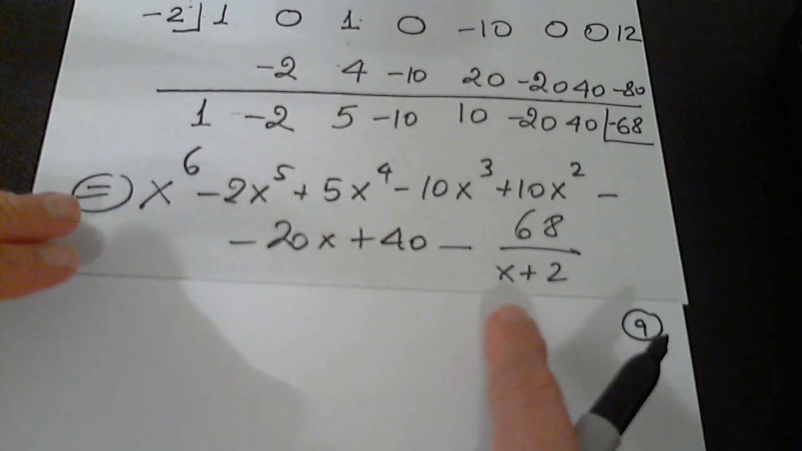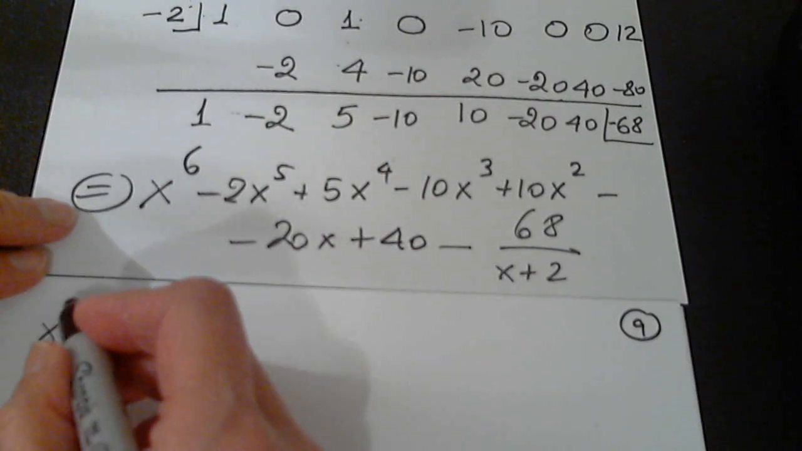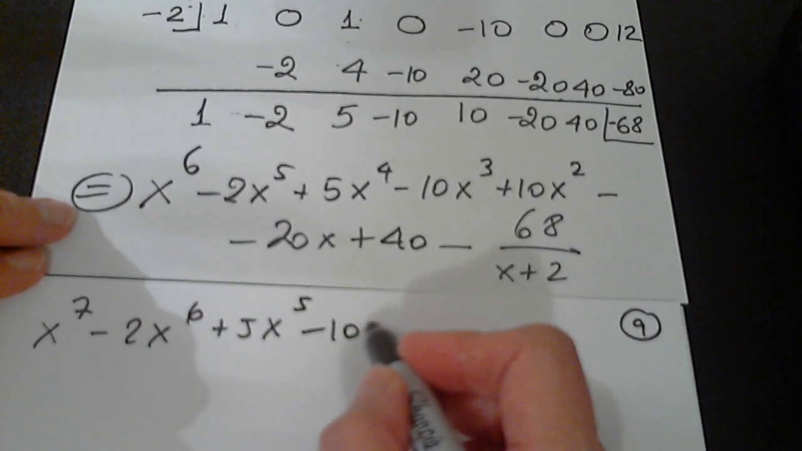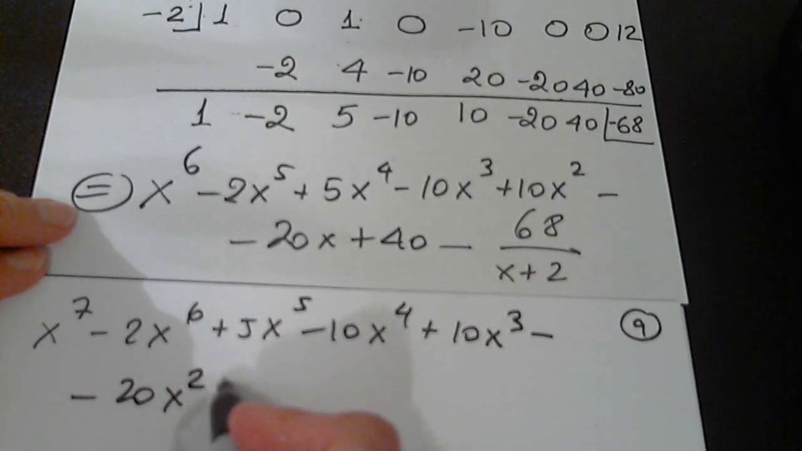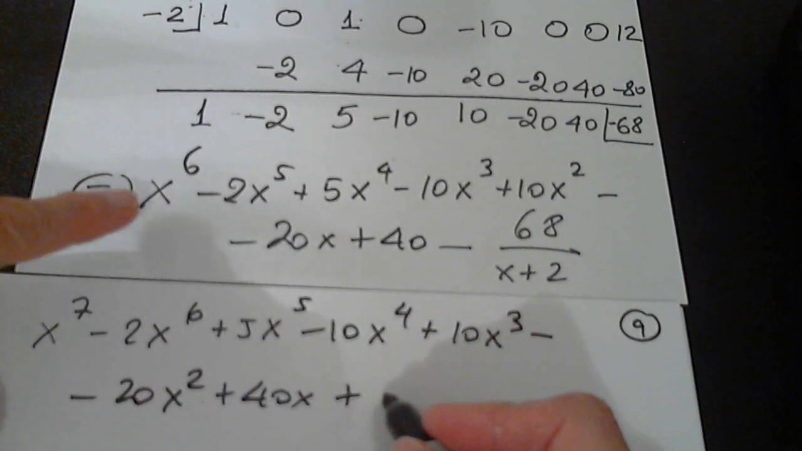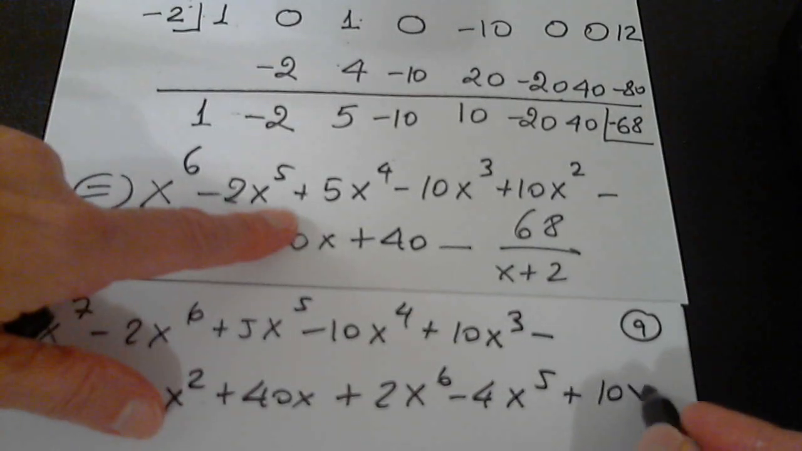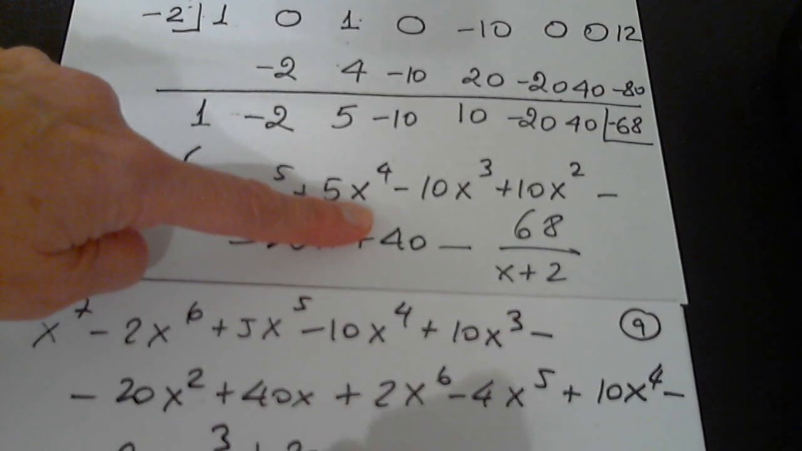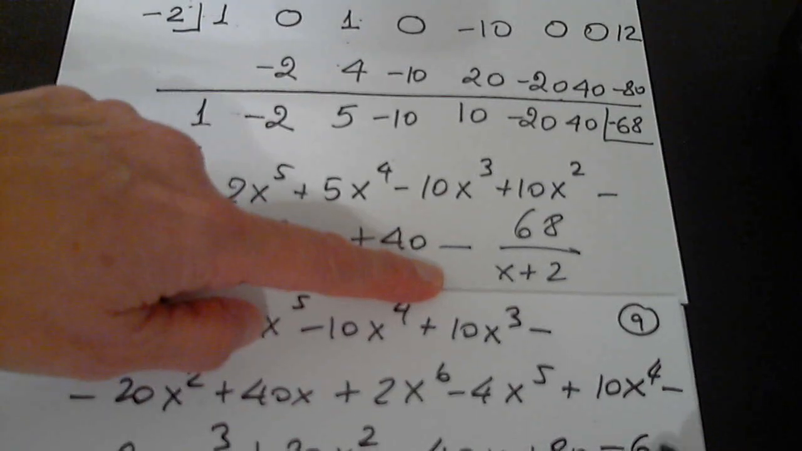Of course. So I distribute x to all these millions of terms: x to the 7th minus 2x to the 6th plus 5x to the 5th minus 10x to the 4th plus 10x cubed minus 20x squared plus 40x. Now I distribute 2: plus 2x to the 6th minus 4x to the 5th plus 10x to the 4th minus 20x to the 3rd plus 20x squared minus 40x plus 80 and minus 68.